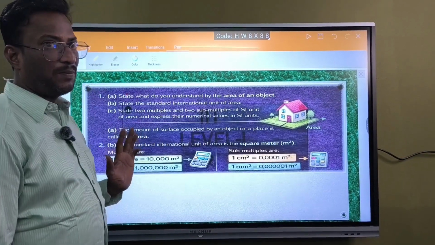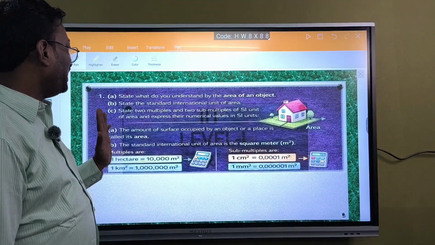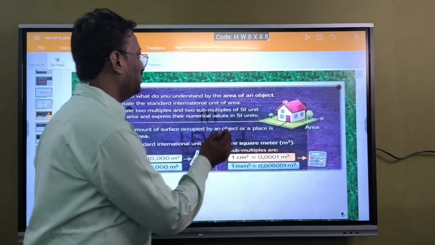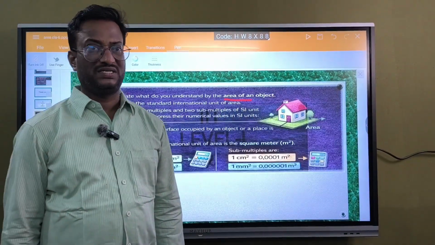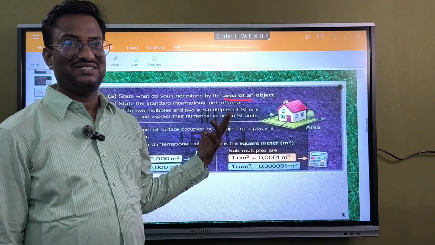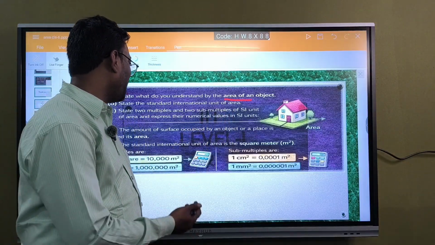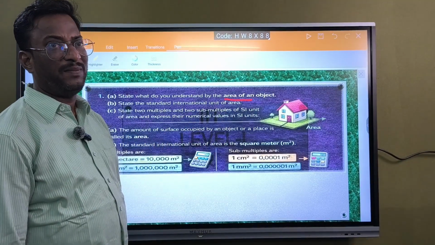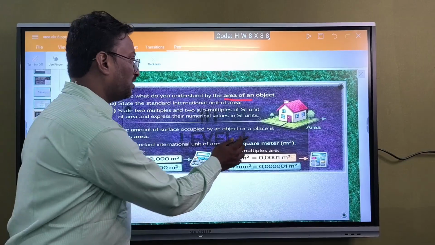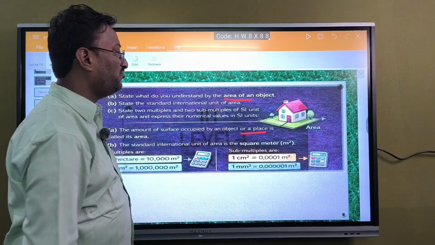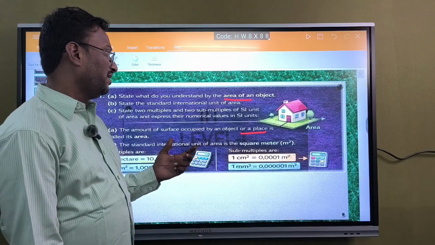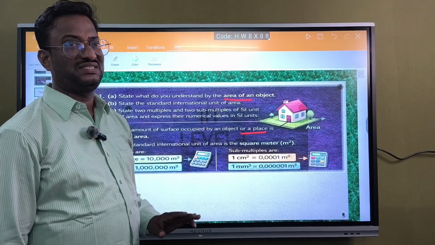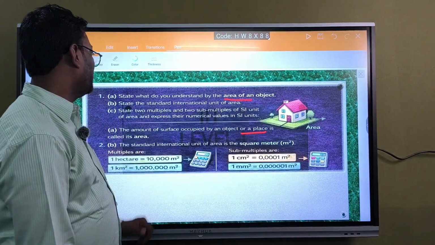First of all, read the problem carefully. State what you understand by the term area of an object. We already defined this in our class. So what is area? The amount of surface occupied by an object or place. It is called area.